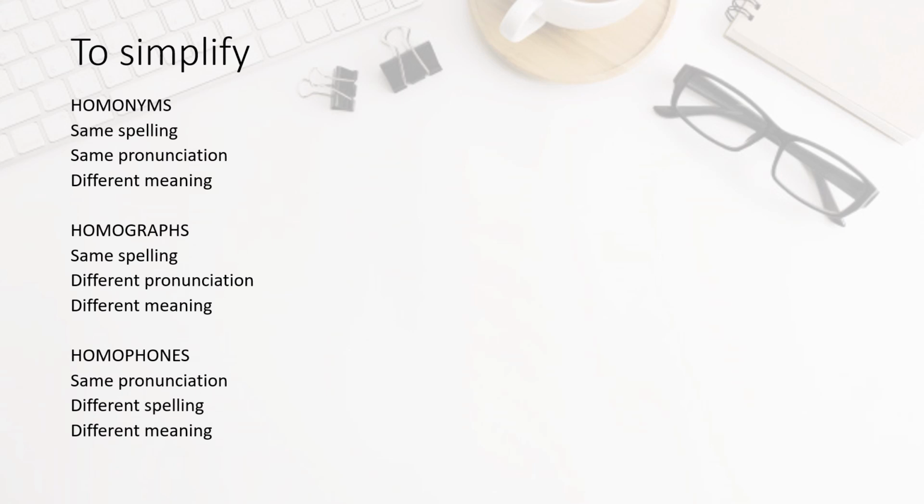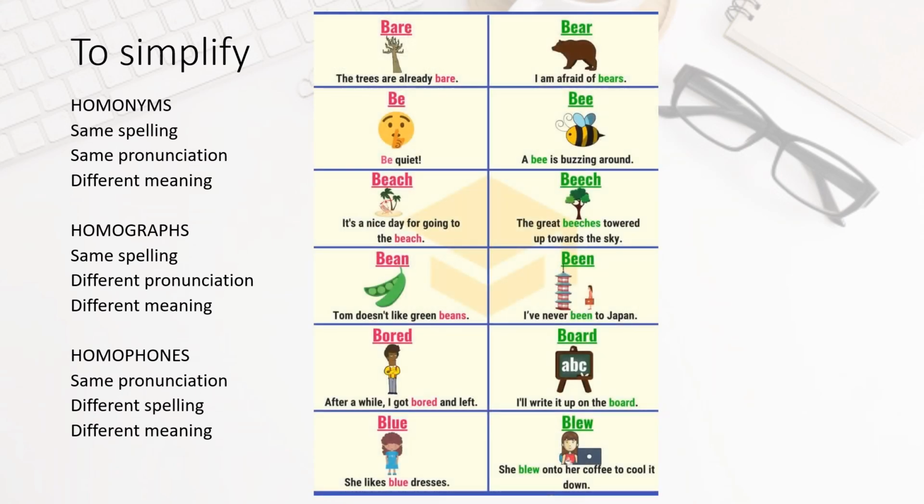And last but not the least, in our example, you have photos representing homophones. To review, homophones should have the same pronunciation, different spelling, and different meaning. So in our first example, you have bear and bear. If you listen to the pronunciation, they are similar to one another. Bear and bear. Different spelling. If you observe the spelling of bare, B-A-R-E, compared to bear, B-E-A-R, and different meaning.